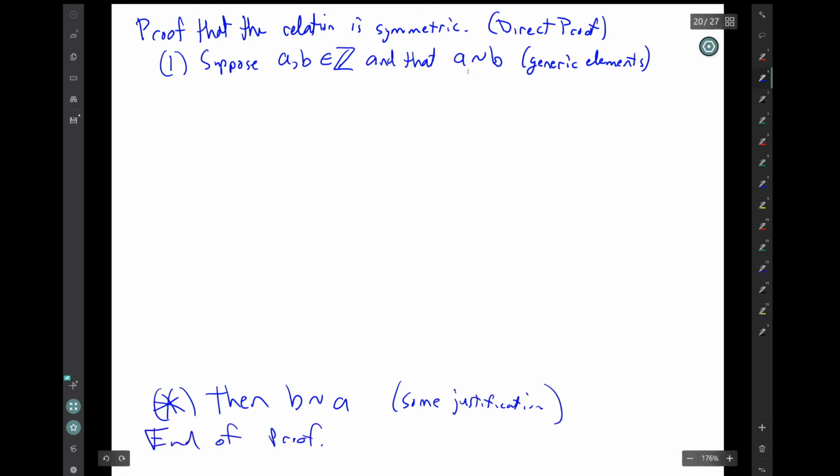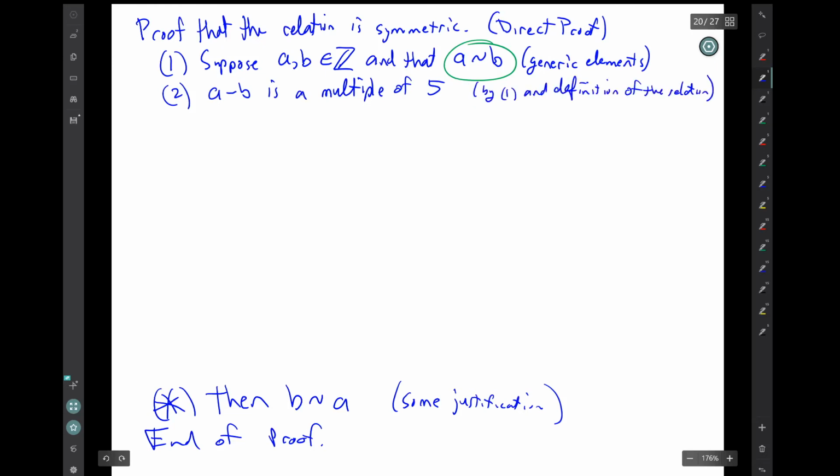All right, well, what next? We've got this big gap to fill. But wait a second. There is a defined expression. So let's write down what that really means. Let's unpack that defined term. So A minus B is a multiple of 5.